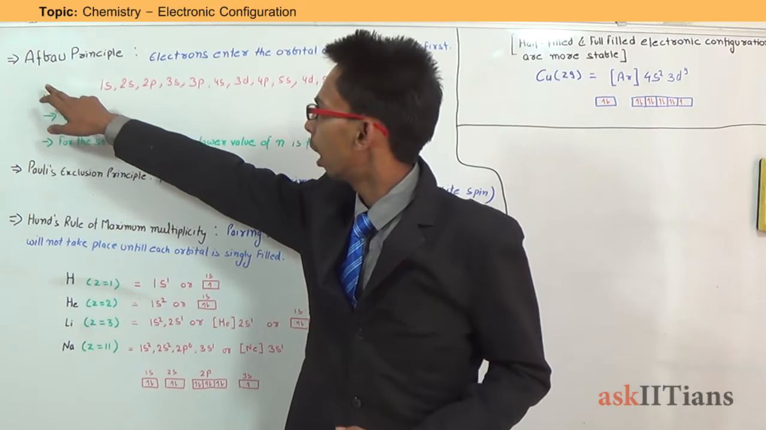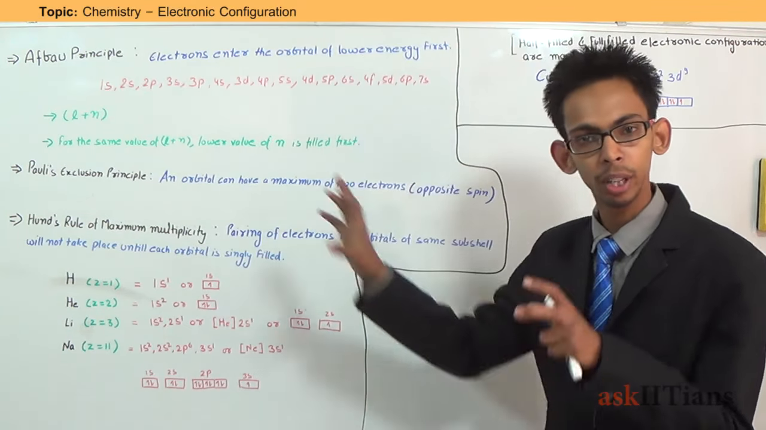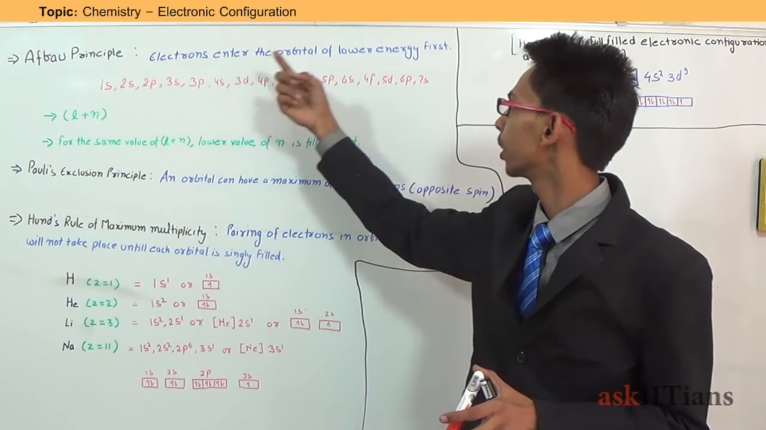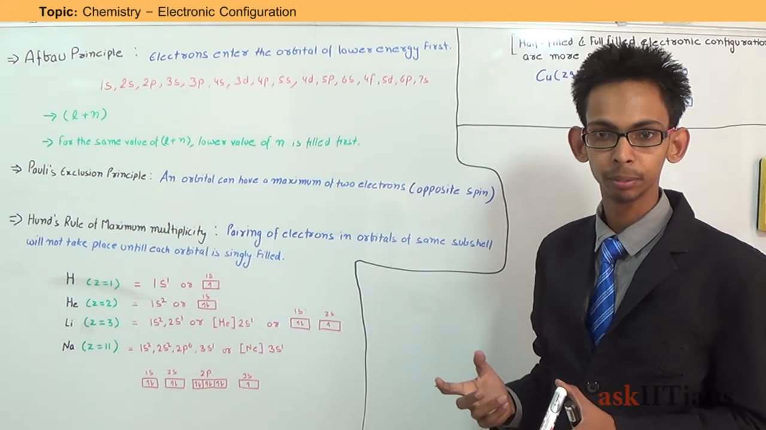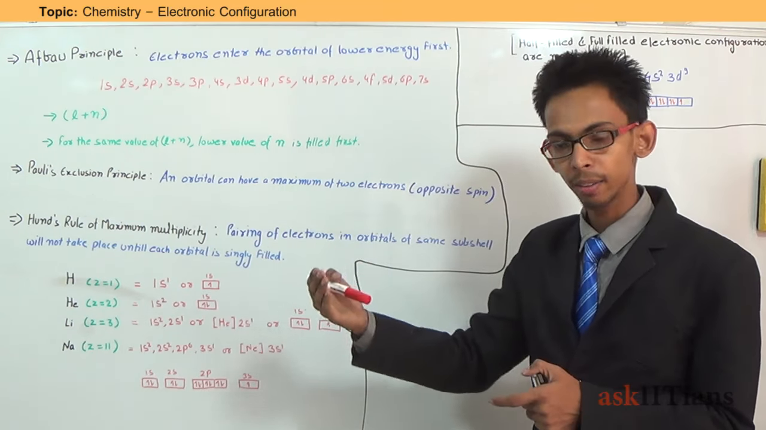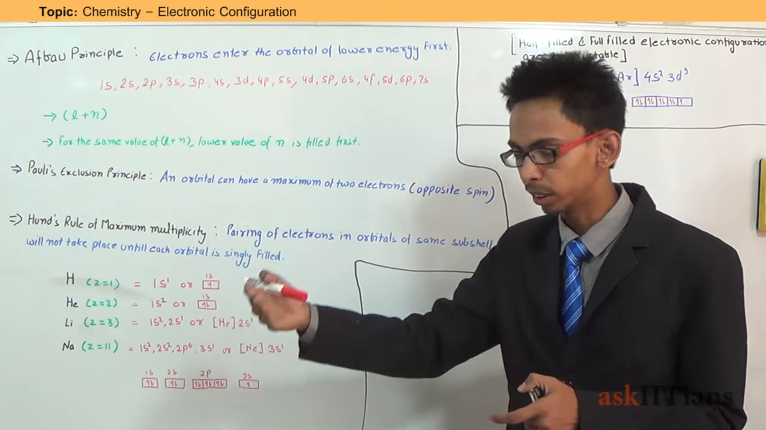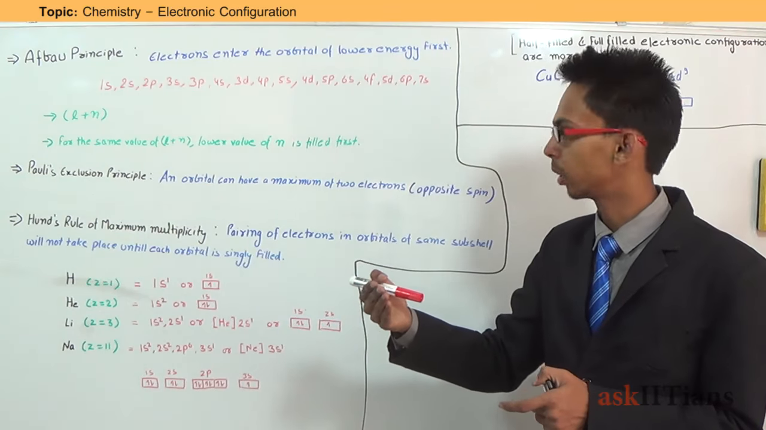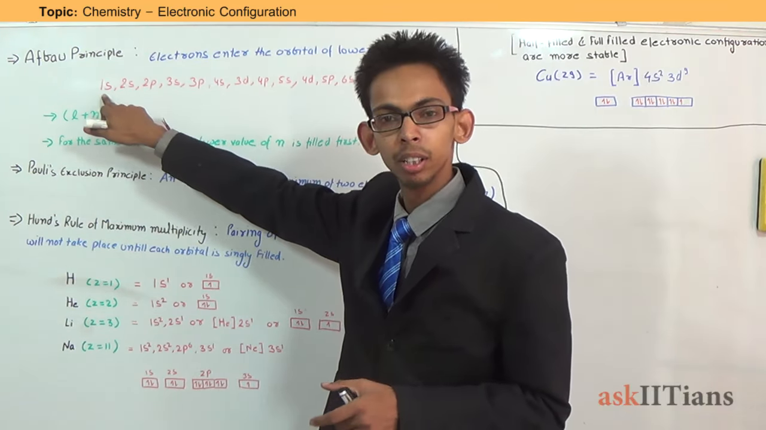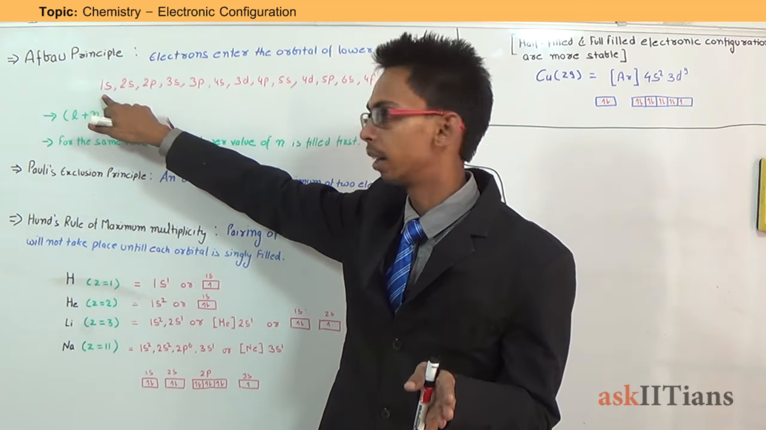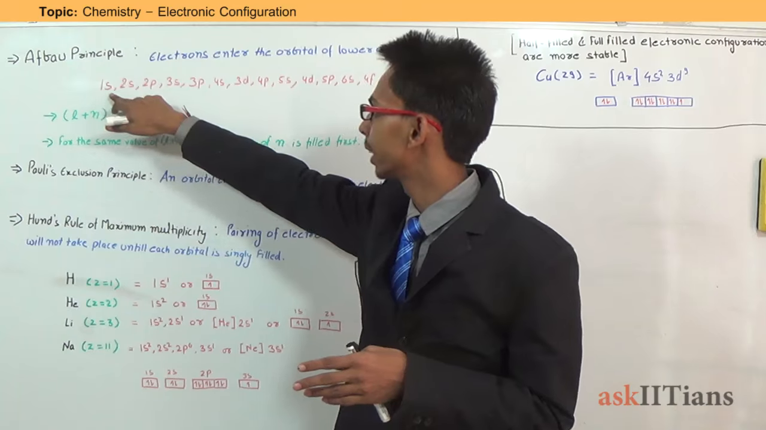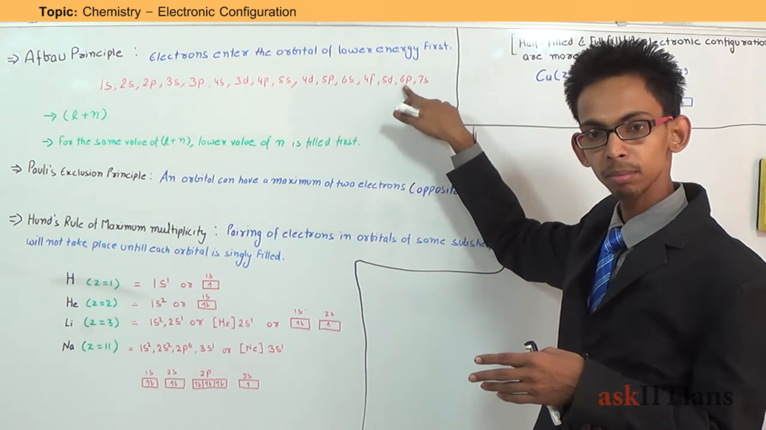First of all is the Aufbau principle. According to this principle, electrons enter the orbital of lower energy first. That means electrons are filled in the orbitals according to their increasing order of energy. The orbital of lower energy will be filled first. After that, we will move to the orbital which is of higher energy. This is the increasing order of energy of the orbitals.